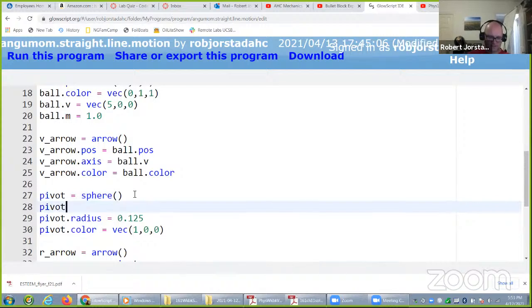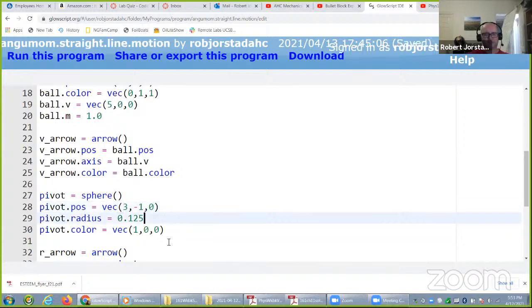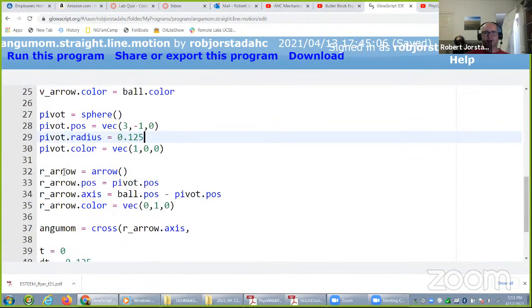We could just say pivot dot position. We could put the pivot wherever we want. It's going to be a vector. And let's say it's 3 in the i hat, -1 in the j hat. And let's keep things simple for now and keep the k hat out of it. All right. Next, I'm going to draw an R arrow. So that's an arrow. The position is going to be the tail of it, which starts at the pivot. And I go from the pivot to the location of the velocity. So that's this direction. And here I'm making this a green arrow.